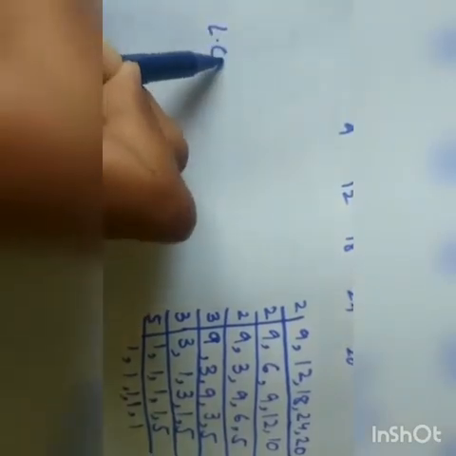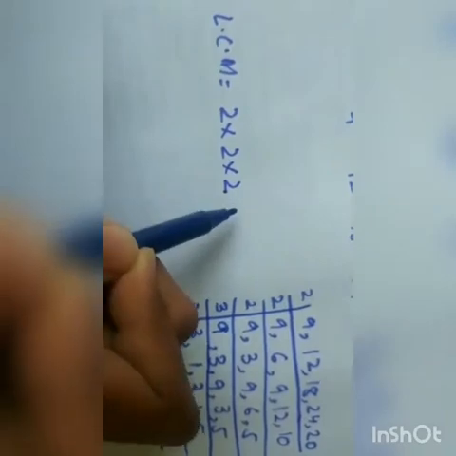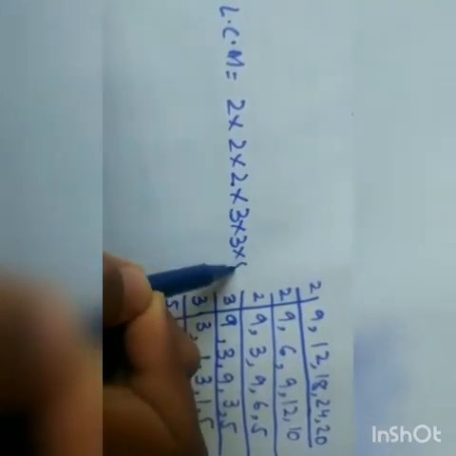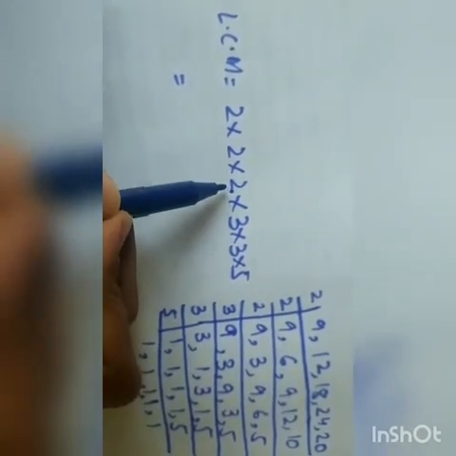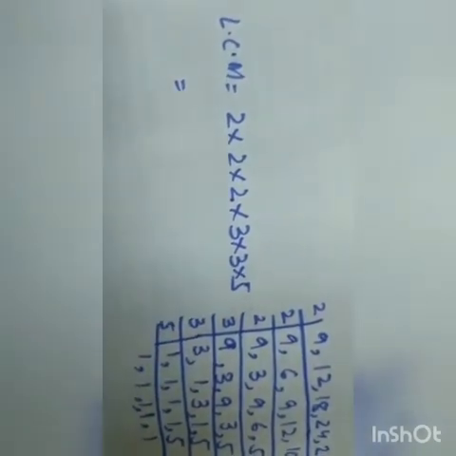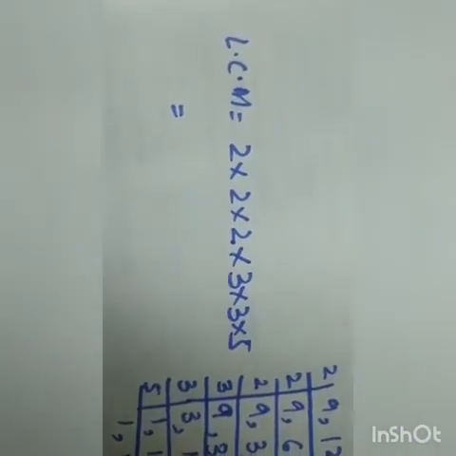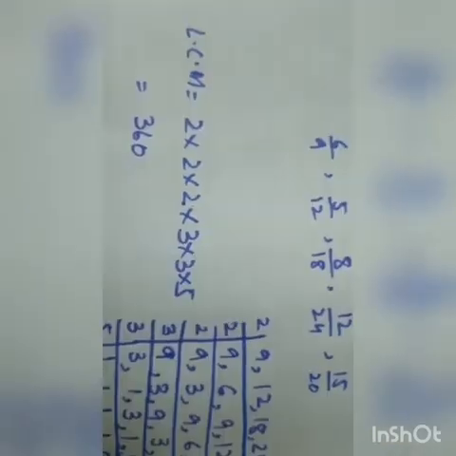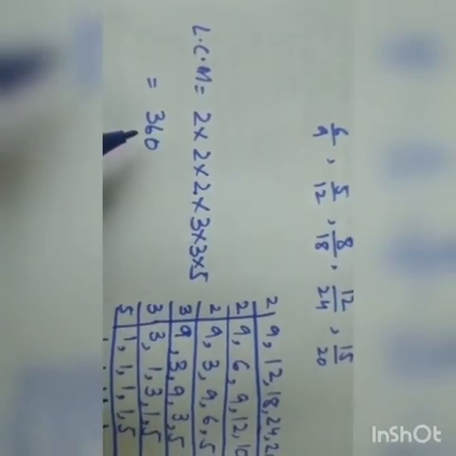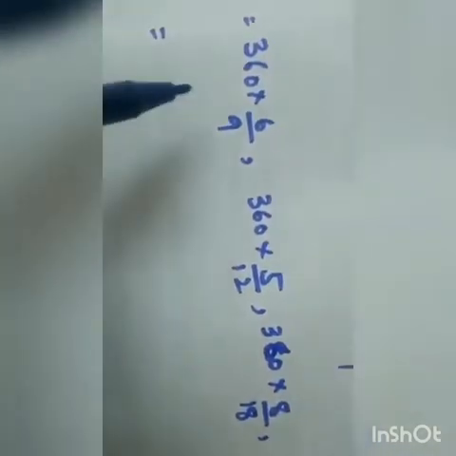Alright, now taking the LCM, 2 multiply 2 multiply 2 multiply 3 multiply 3 and multiply by 5. 2 2s are 4, 4 2s are 8, 8 3s are 24, 24 3s are 72, and 72 5s are 360. It means that the LCM comes to 360. Now we will multiply 360 by each fraction. Alright, now we will divide.